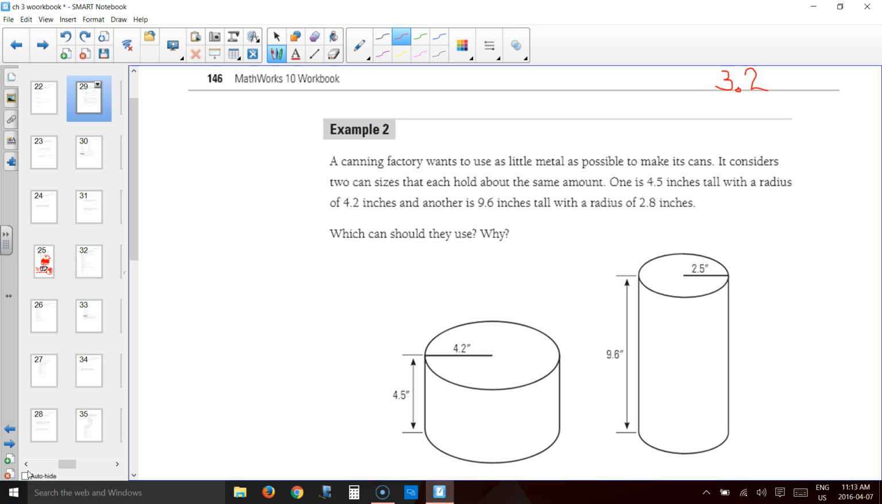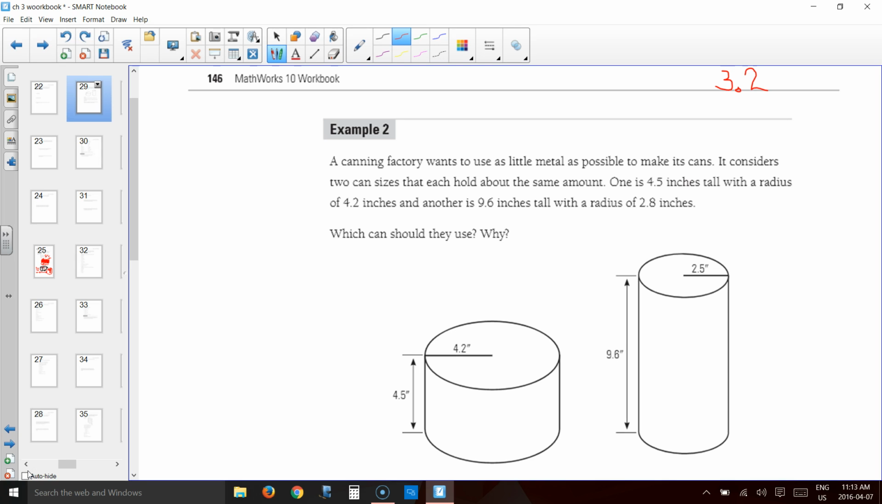A canning factory wants to use as little metal as possible to make cans. It considers 2 cans that each hold about the same amount. One is 4.5 inches tall with a radius of 4.2 inches. Another is 9.6 inches tall with a radius of 2.8 inches. Which can should they use and why?